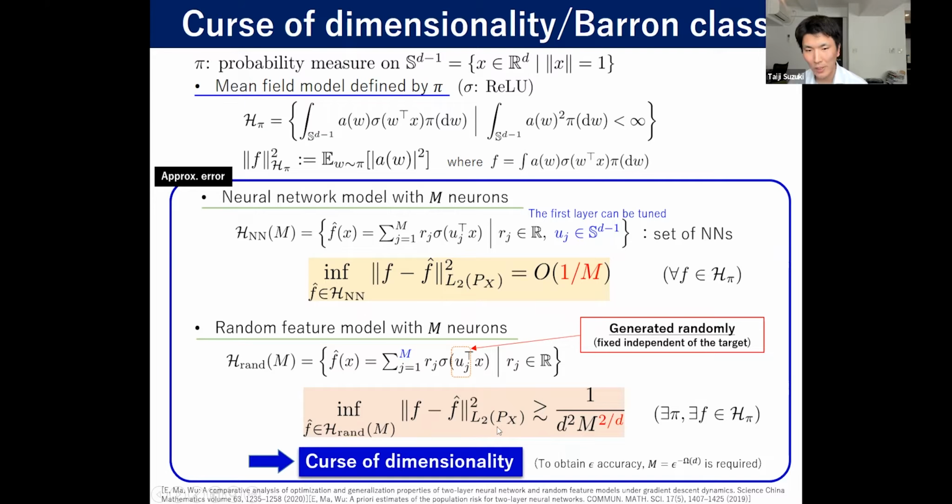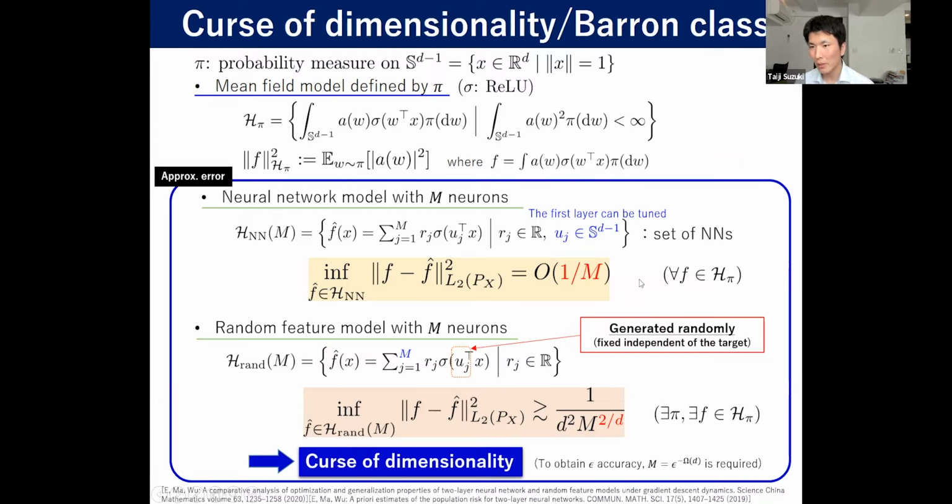So in a worst case sense, the error is lower bounded by 1/d squared times m to the 2/d. A problem is that d is coming here. d is the dimension of the input. If the dimension d is very large, then the rate of convergence of this approximation error becomes very, very slow.